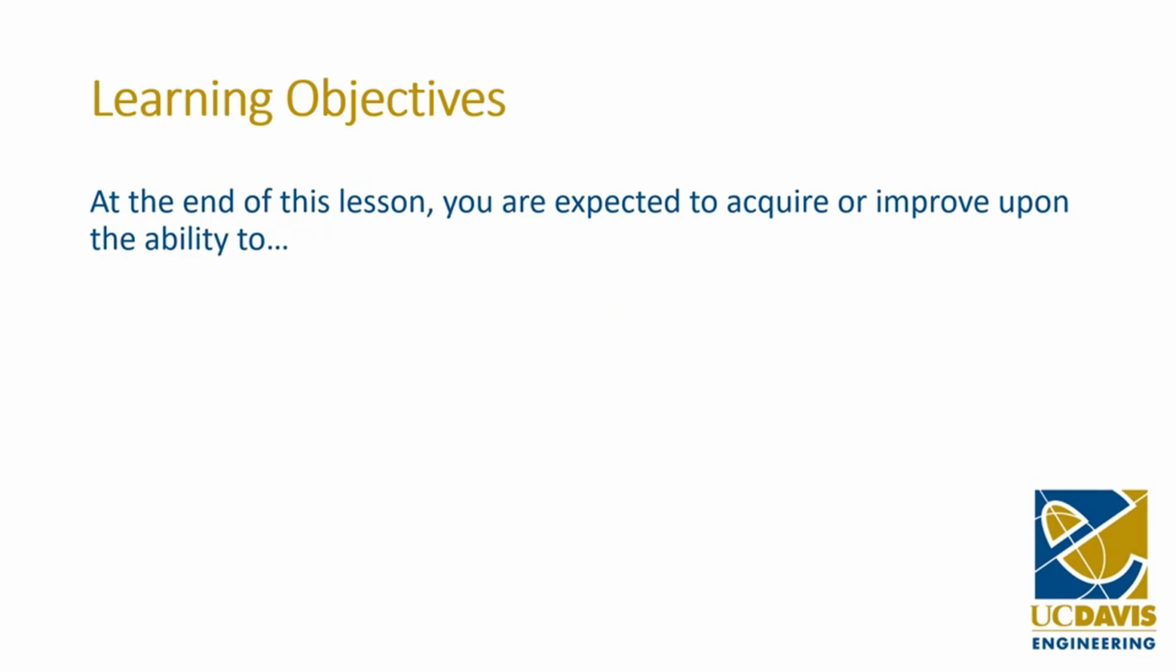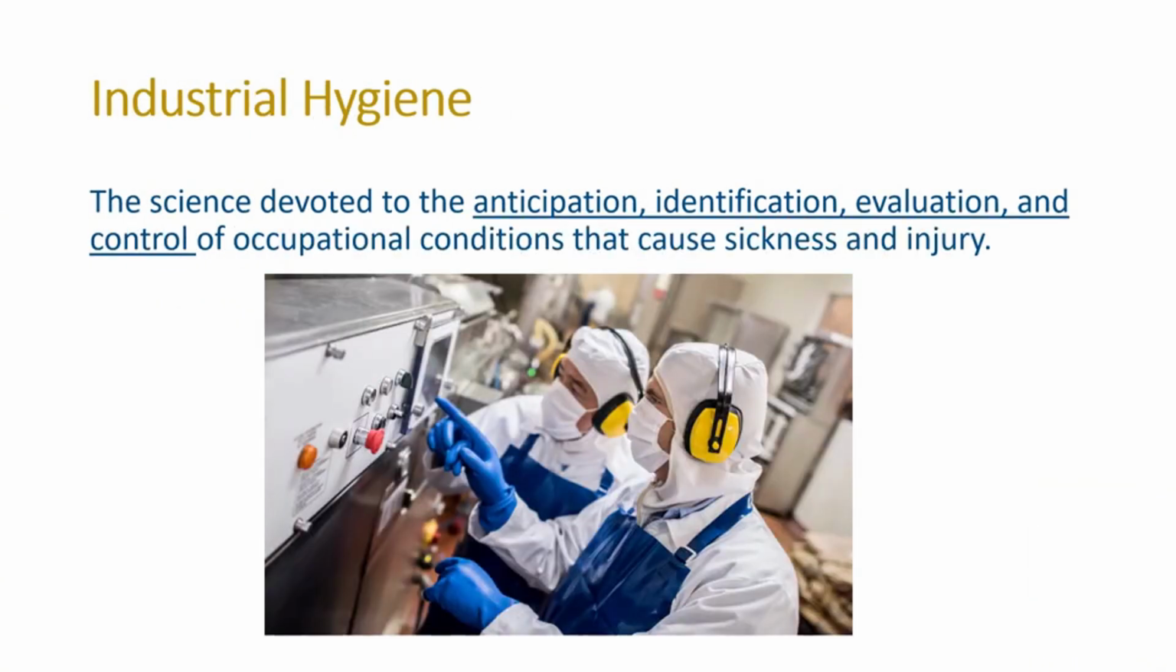At the end of this lesson, you are expected to acquire or improve upon the ability to evaluate exposures to noise and thermal radiation. Previously, we saw that industrial hygiene is the science devoted to the anticipation, identification, evaluation, and control of occupational conditions that cause sickness and injury. In this lesson, we're going to consider noise and thermal radiation as specific conditions that can cause sickness and injury, and we're going to look at methods for evaluating those hazards.